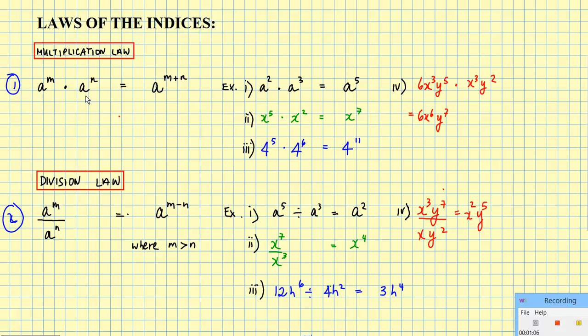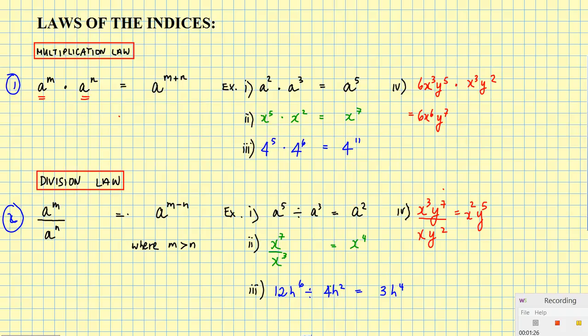Basically, what the multiplication law tells us is that if we have two bases that are the same, an example of that would be base a, there is base a in both of these exponents. There's a base a and a base a, and they have exponents m and n. Now, if I am multiplying two identical bases that have exponents on them, then the multiplication process means that I'm going to be adding the exponents.